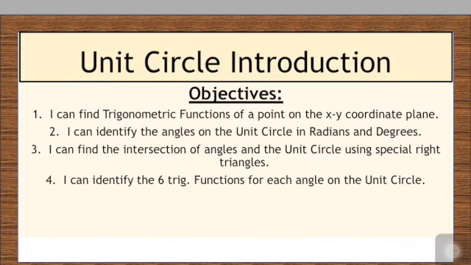So we have 4 objectives this week. The first objective is to be able to construct the 6 trigonometric functions of a point that's on the xy coordinate plane. Then you're going to want to identify the angles on the unit circle in radians and degrees. We're going to want to find the intersection of angles and the unit circle using special right triangles. And then lastly, we're going to want to identify those 6 trig functions for each angle on the unit circle. All right, so let's go ahead and get started.